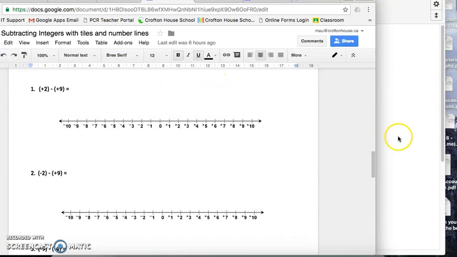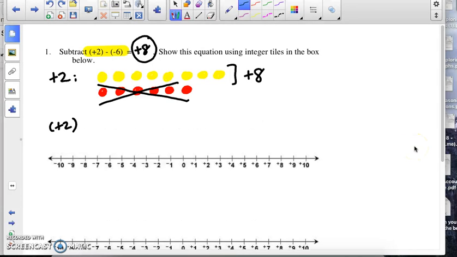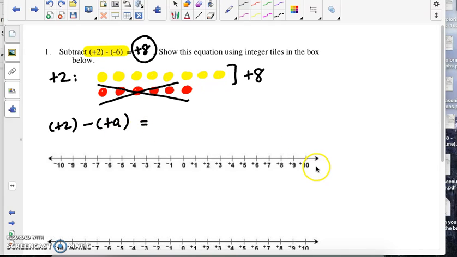+2 minus +9. Okay, so now we're going to continue with +2 minus +9, and now we're moving on to the number lines. So we're going to do a similar procedure for number lines as we did in the previous lesson, okay? So, and I'm going to keep with the same colors.